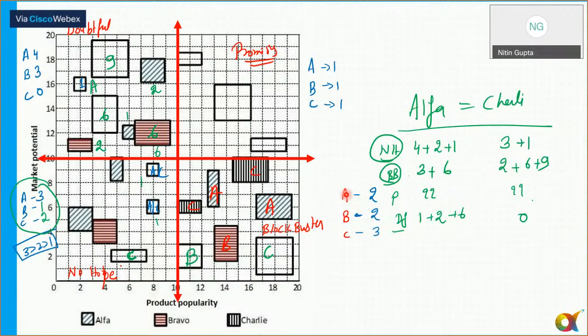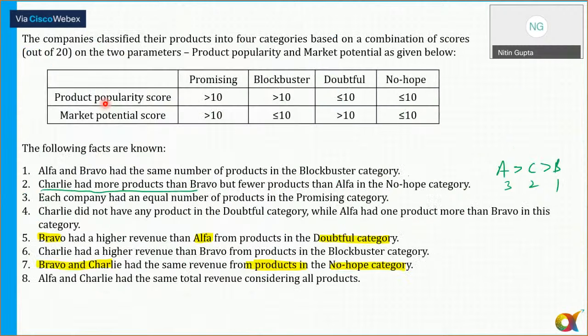No? All right. So this is 3 plus 6, and this is 2 plus 6 plus 9 here. In the promising category, there is one Alpha and one Charlie, and we have no idea which is which. And three companies are in the doubtful category. Out of these three, one of them is 2 and one of them is 1, so I can say that is 2 plus 1. There was one more that somehow I erased. So I can write it down here again.